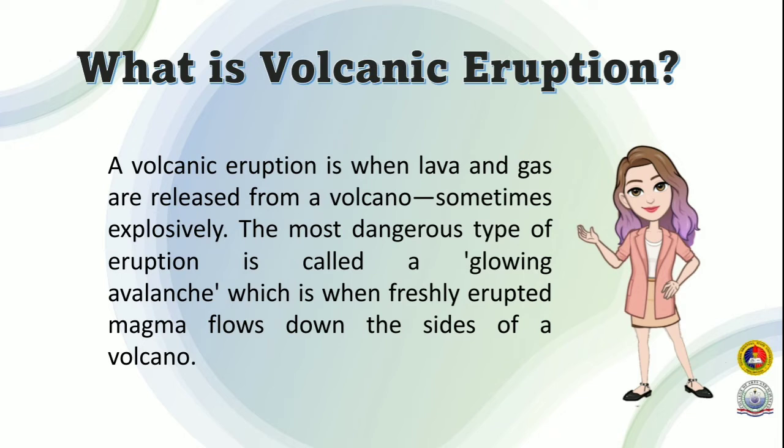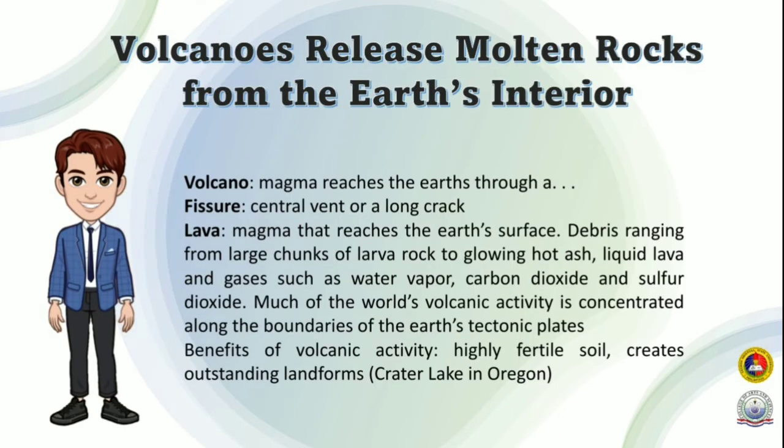What is a volcanic eruption? A volcanic eruption is when lava and gas are released from a volcano, sometimes explosively. The most dangerous type of eruption is called a glowing avalanche, which is when freshly erupted magma flows down the sides of a volcano. Volcanoes release molten rocks from Earth's interior. In a volcano, magma reaches the Earth through a fissure, central vent, or a long crack.